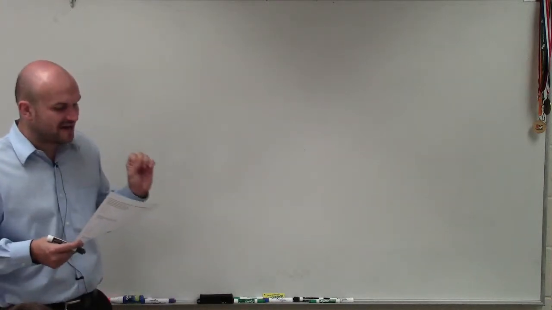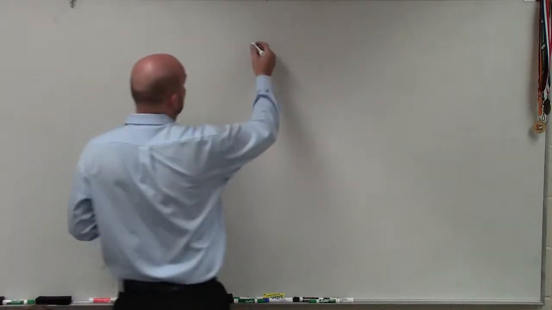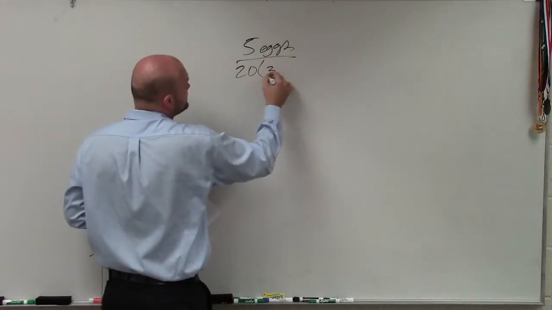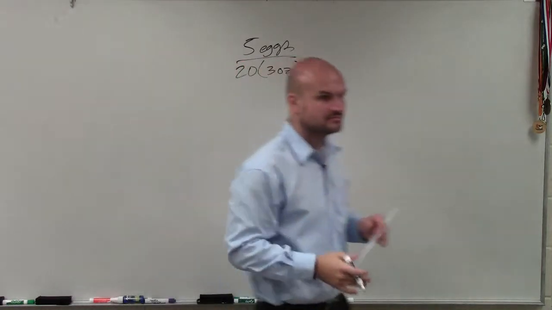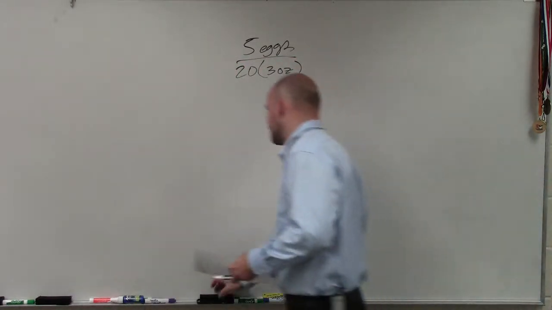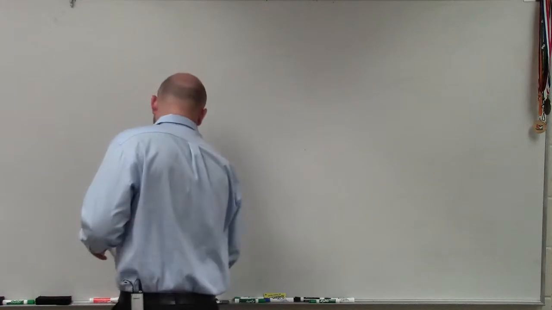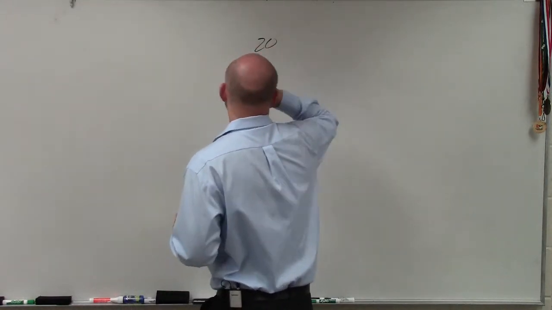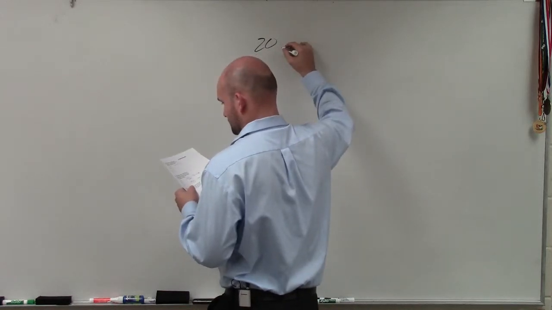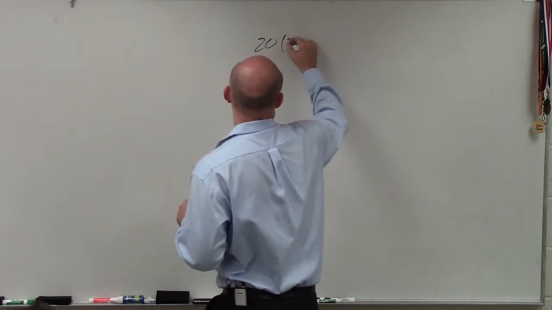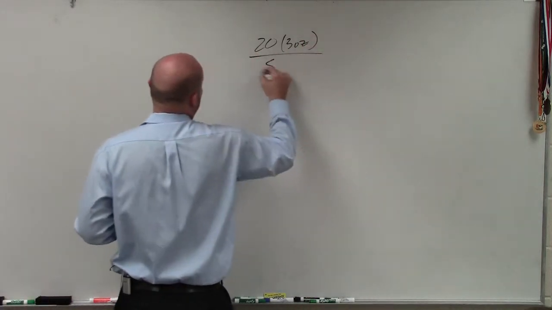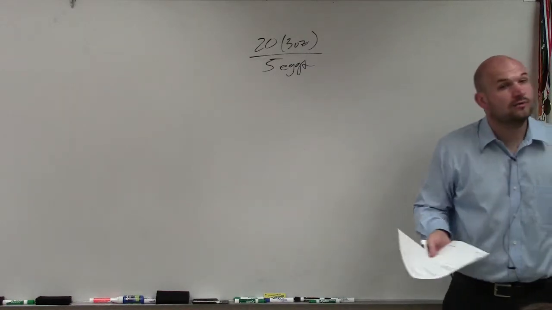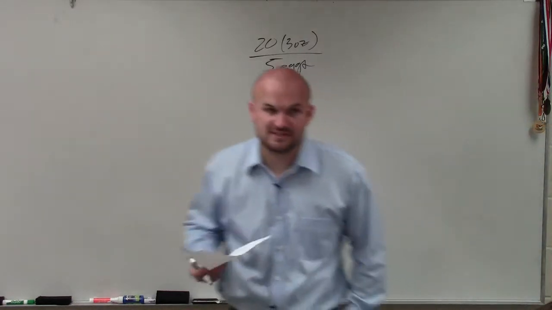It says it takes 5 eggs to make 20 muffins. So I'll write 5 eggs, and that's going to be 20 muffins times, that's the 3-ounce muffins. Actually, other way around. I'm going to write it the other way. 20 muffins at 3 ounces, divided by 5 eggs. Does everybody agree? So for 5 eggs, they make 20 muffins at 3 ounces.